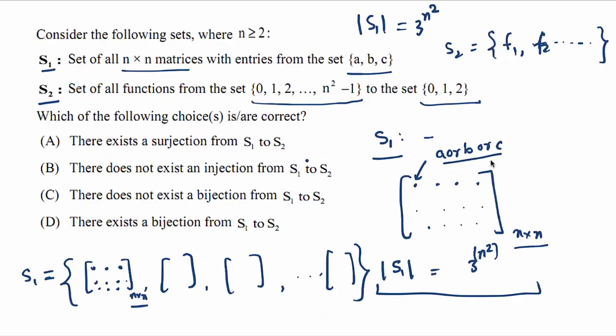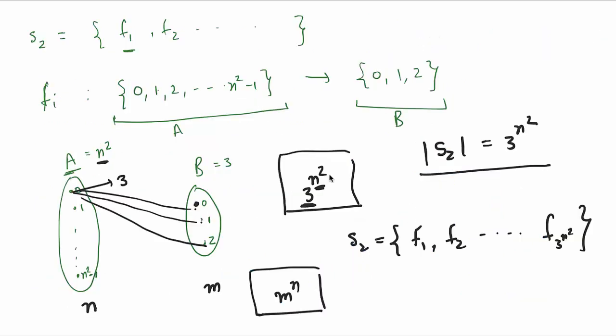And we have already seen that the cardinality of S1 is 3 power n square. So both cardinalities are the same. Cardinality of S1 equals cardinality of S2 equals 3 power n square. Right?